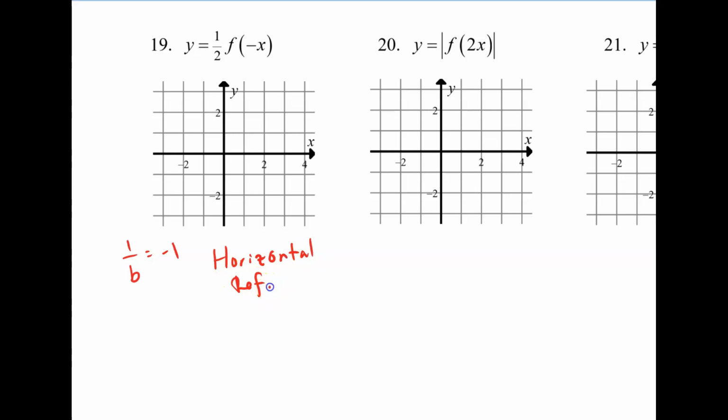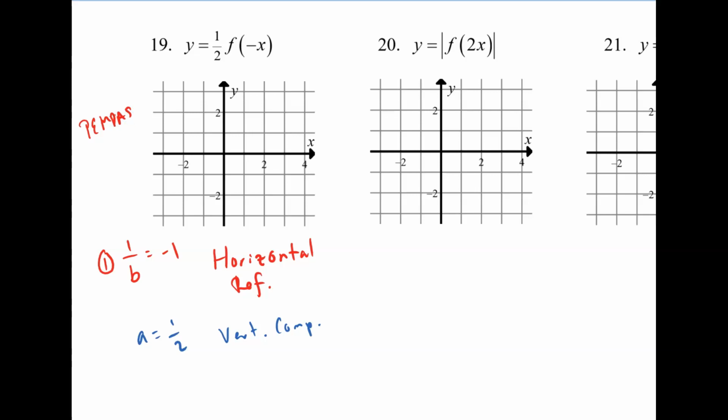Reflection across the y-axis. Okay, and secondary, what we have is an a value that is 1/2, right? And that is vertical compression by a factor of 2. So how do I know which one to apply first, which one to apply second? Well, you want to work inside outwards, right? Or remember your order of operations. Good old PEMDAS, okay? And that's a D, I promise.